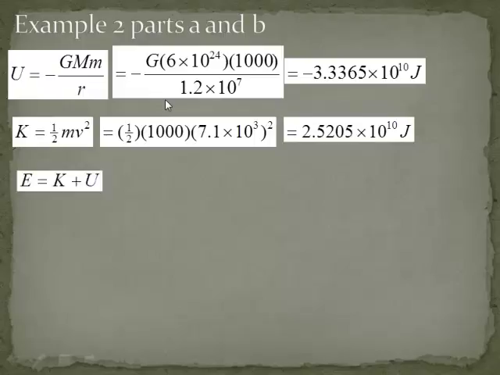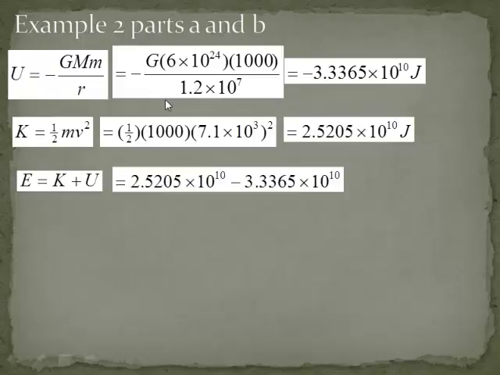The total mechanical energy is the kinetic plus the potential energy. We plug in the kinetic energy that we just got and the gravitational potential energy that we just got. And we end up with negative 8.16 times 10 to the 9 joules. So that is the answer to part A.